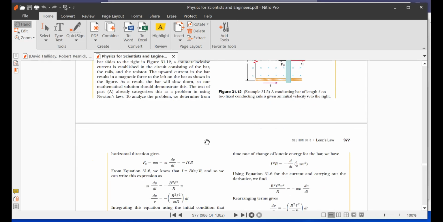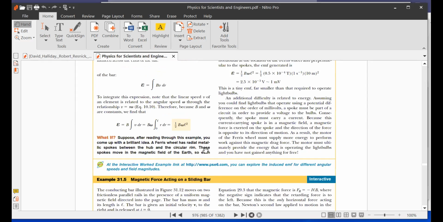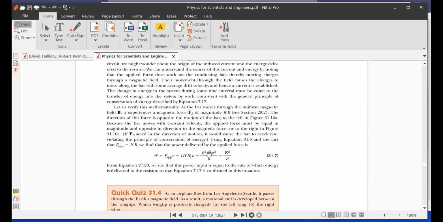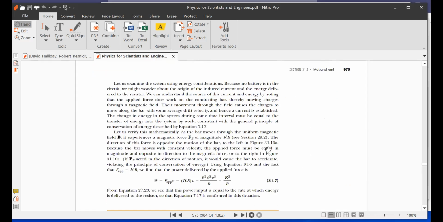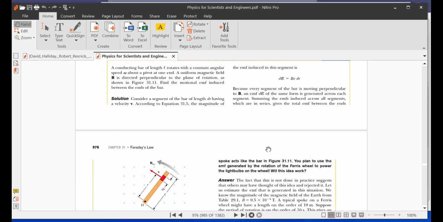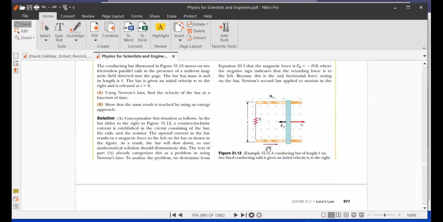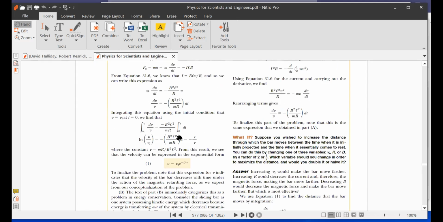So F equals m dV per dt. From this relation, this I is BLV over R. So we get it like this, and then we integrate, and somehow we get this one.